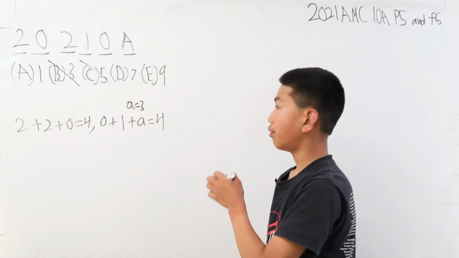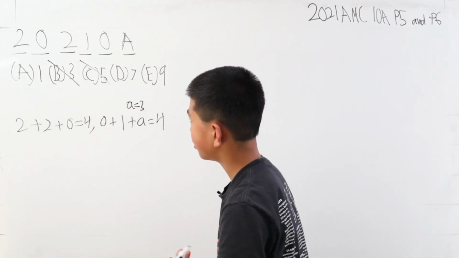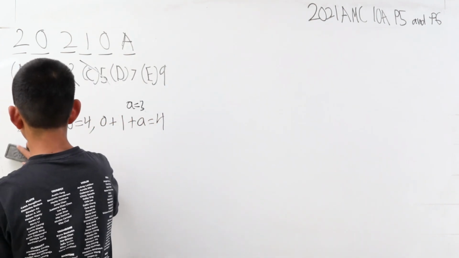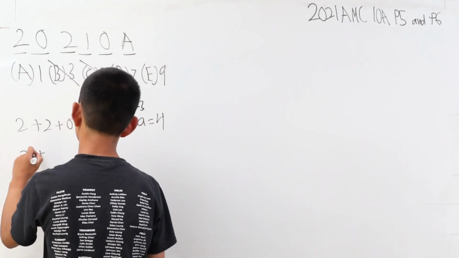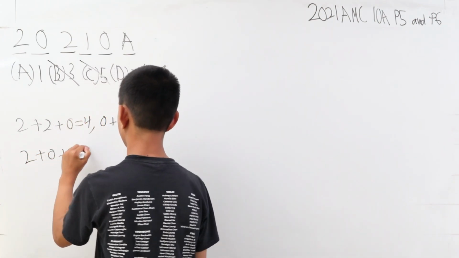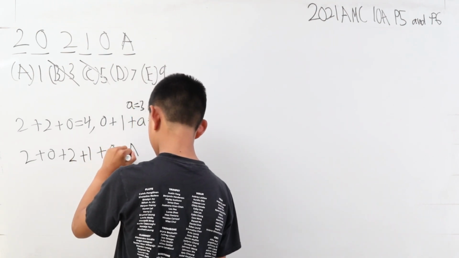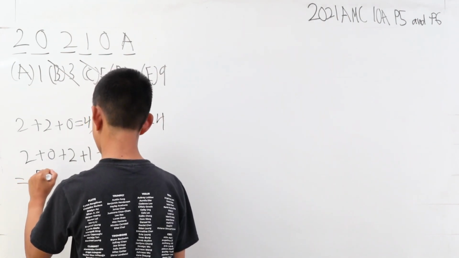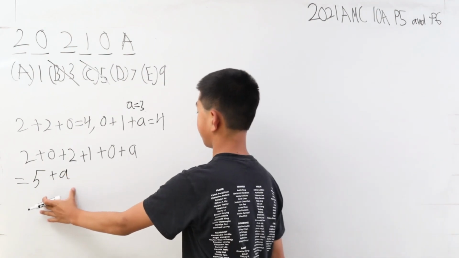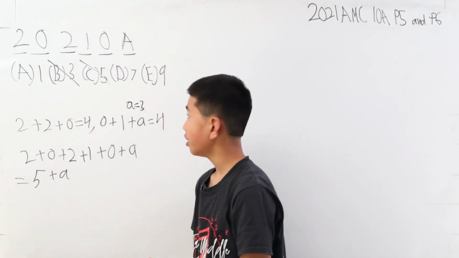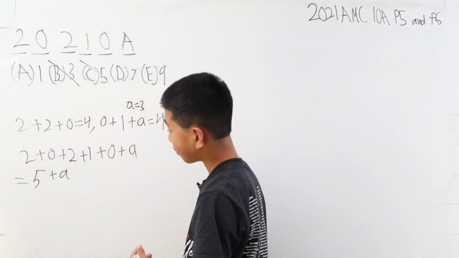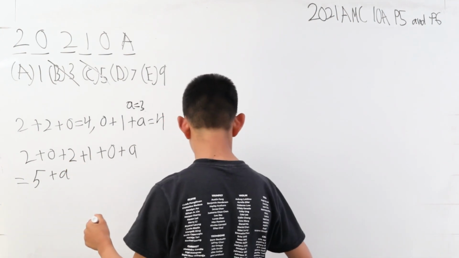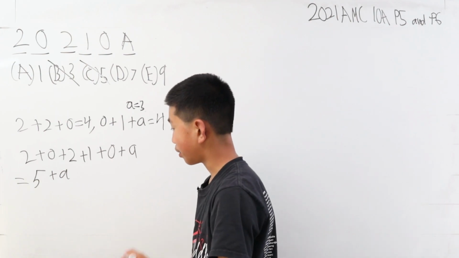Now we can use the divisibility rule for 3 to check. All we have to do is add all the digits of this number: 2 plus 0 plus 2 plus 1 plus 0 plus A. This gives us 5 plus A. If 5 plus A is divisible by 3, then that means this whole number is divisible by 3. We get a few values where 5 plus A is divisible by 3.